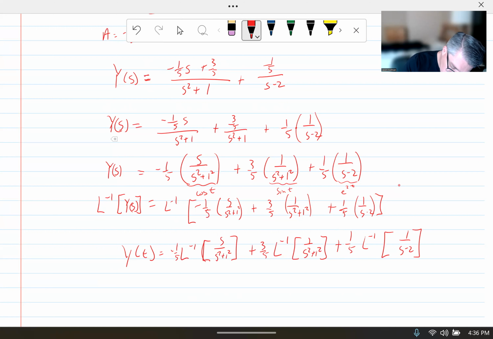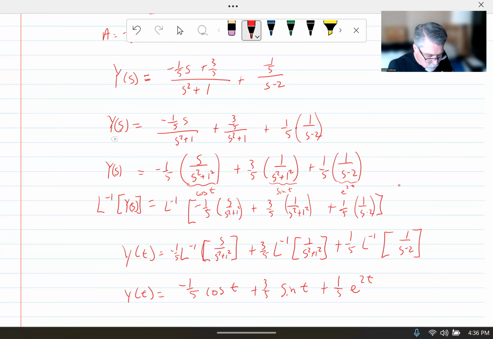Okay, and so y of t is equal to negative 1/5 times the cosine of t, plus 3/5 times the sine of t, plus 1/5 e to the 2t. And that should be it.